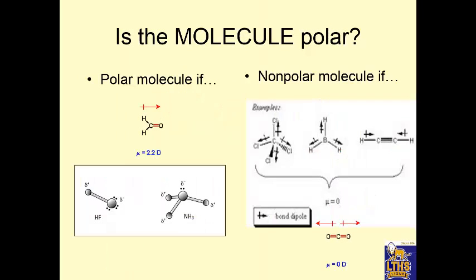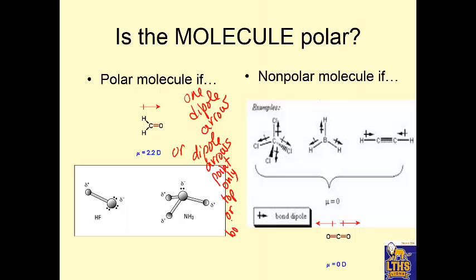So, is a molecule polar? The molecule is polar if there's one dipole arrow only. It's got to be polar because there's nothing to cancel that out. Or dipole arrows point to the top or bottom. Let's look at what I mean. Look, there's only one dipole arrow, so it has to be a polar molecule.